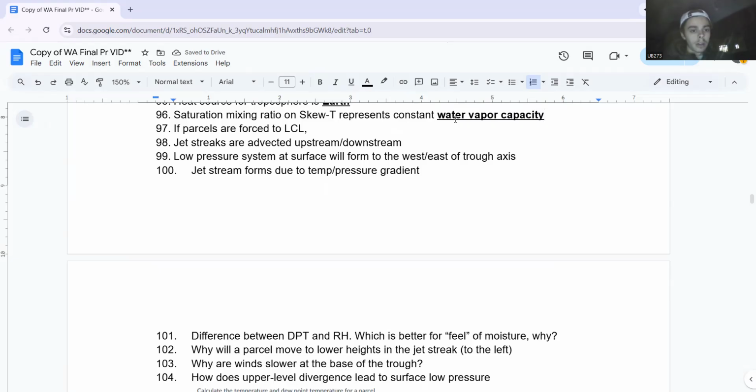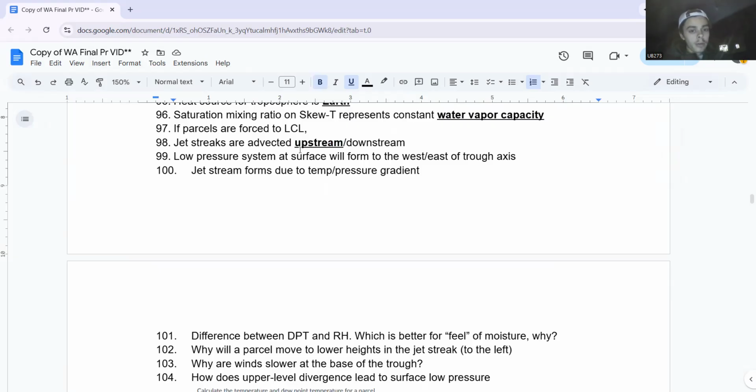We'll talk more about that later, actually. If parcels are forced to the LCL, what can happen? Clouds can form because that's the cloud base, because that's where saturation occurs. Jet streaks are advected upstream or downstream. They're advected upstream. So upstream means further down. So that makes sense. The jet streaks are going to move further down in the flow.